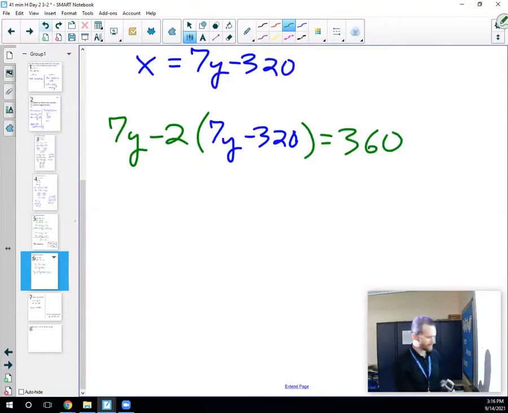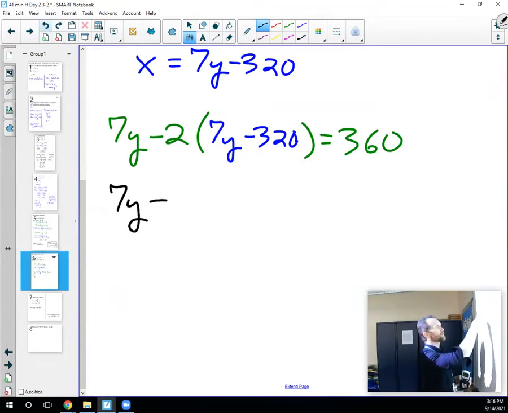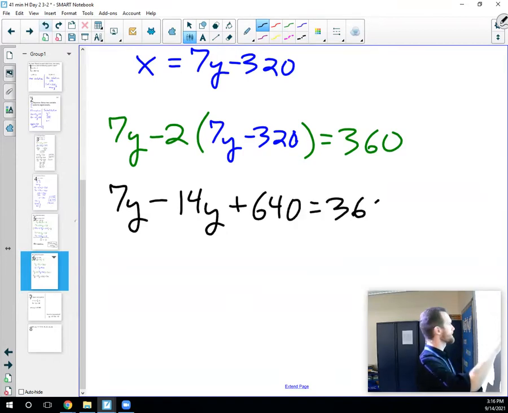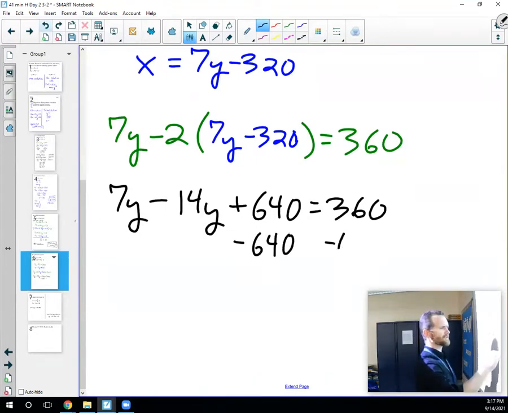Now again, if you want to use elimination, that's cool. I'm just going to show all my work. Okay, the blue and green's messing with me. I'm just going to use black so it's more uniform. So let's see. It's 7y minus, let's distribute. So that's going to be 14y plus 640 equals 360.